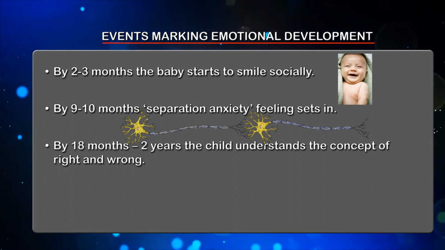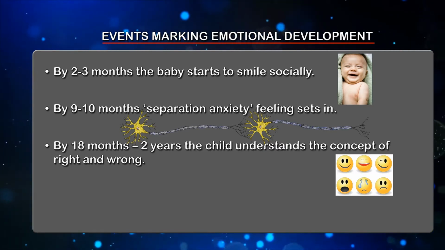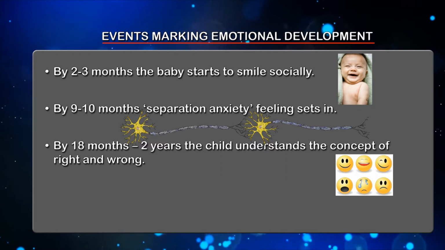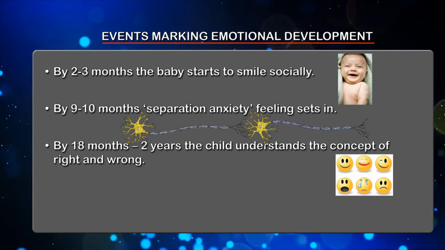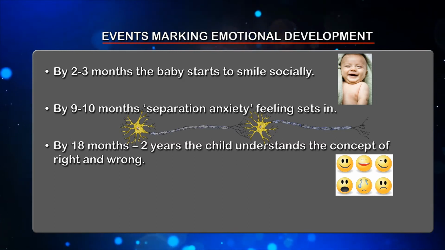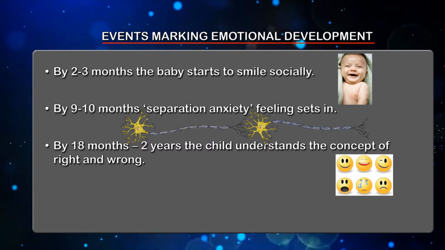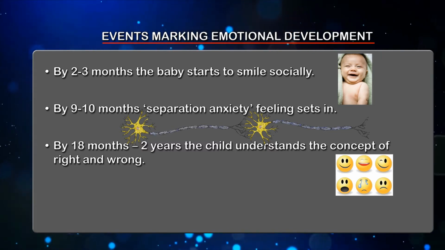By 18 months to 2 years, the child understands the concept of right and wrong, and moreover, the improvement in the language provides a better context for the child to explore his own emotions and relate to the emotions of others. It is at this time the foundation for emotional skills such as empathy, interpersonal and intrapersonal intelligence is laid.